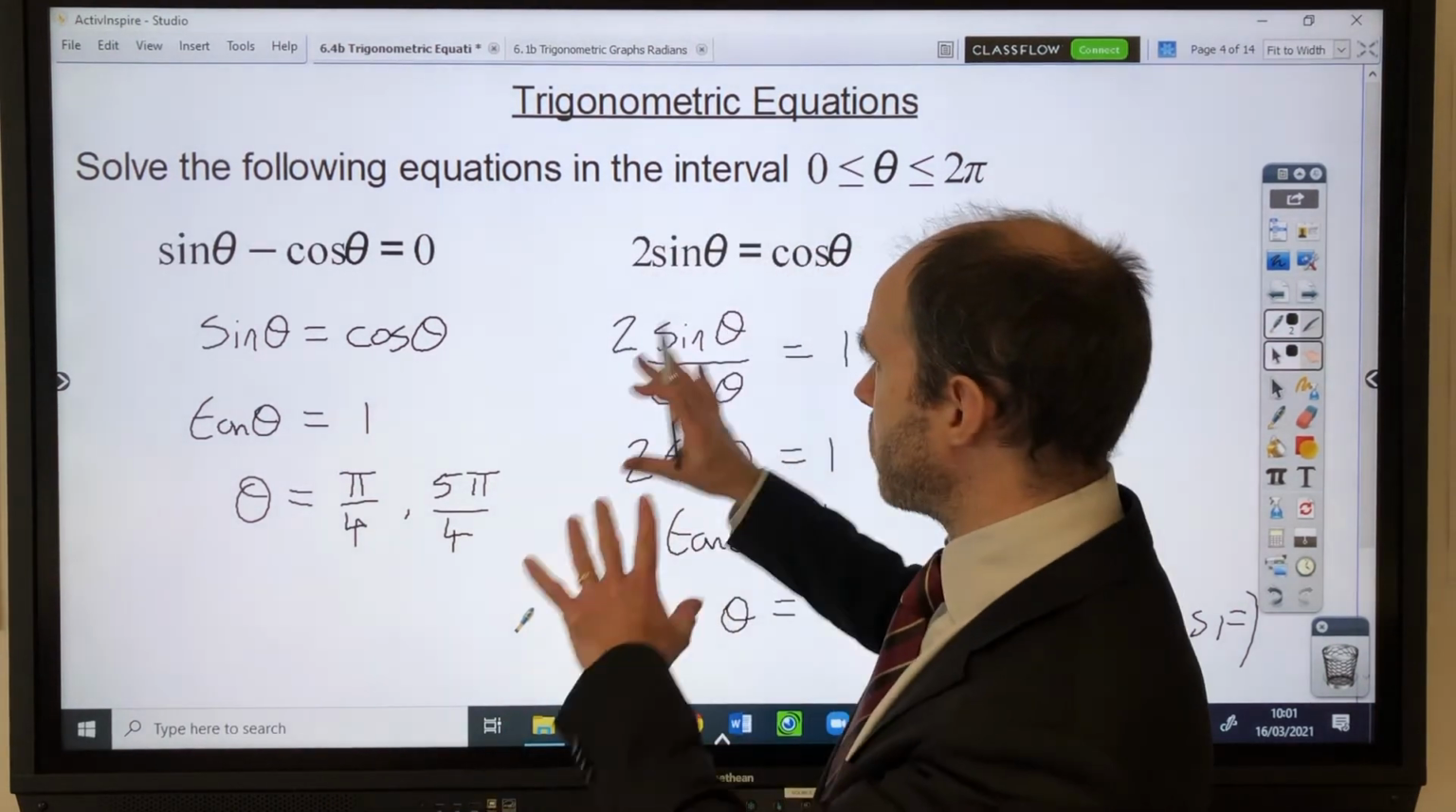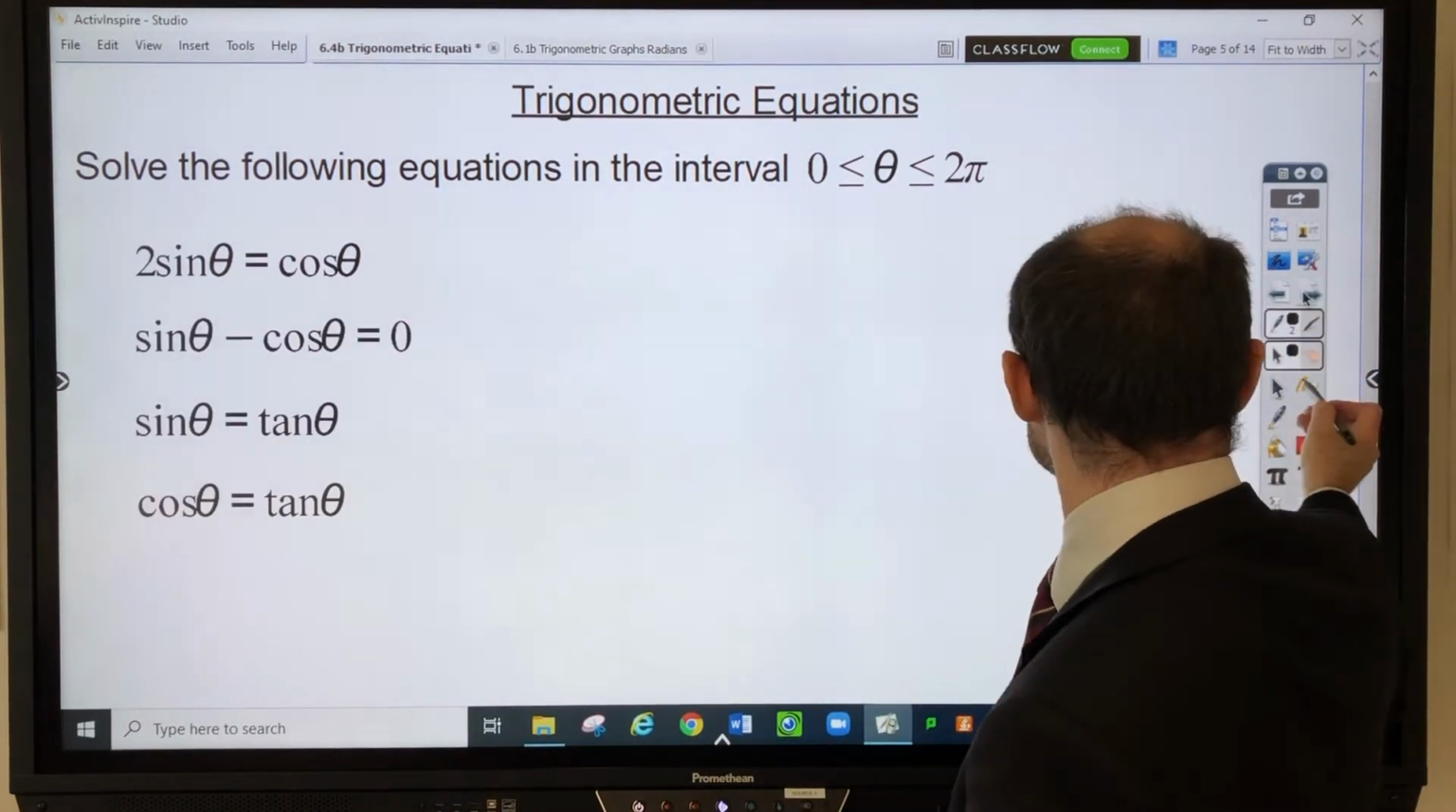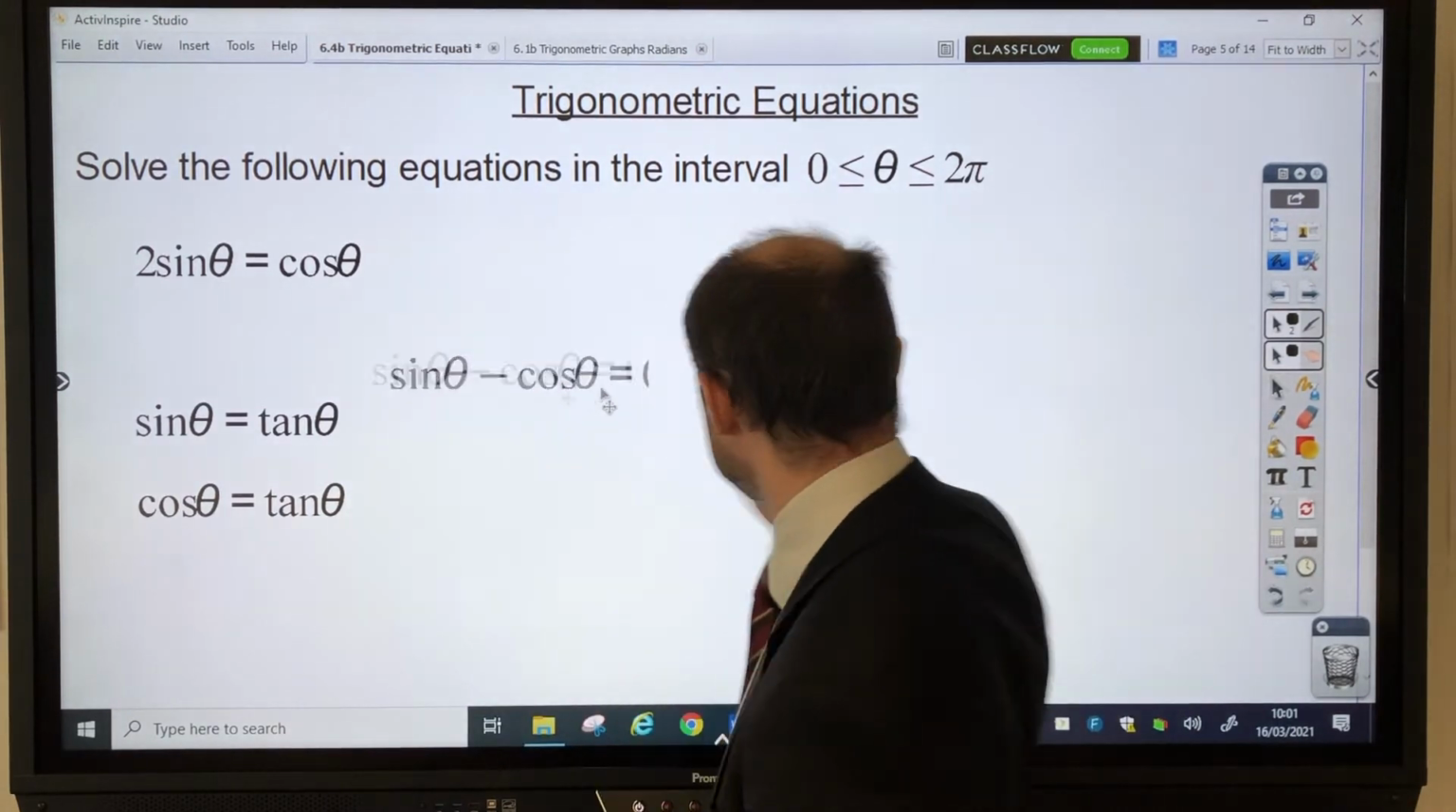Right, because I've used up all this board space, I did think ahead, and I prepared another board, just in case.